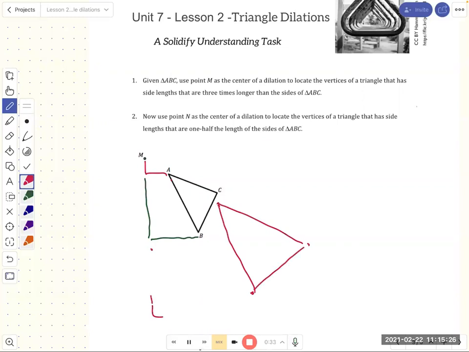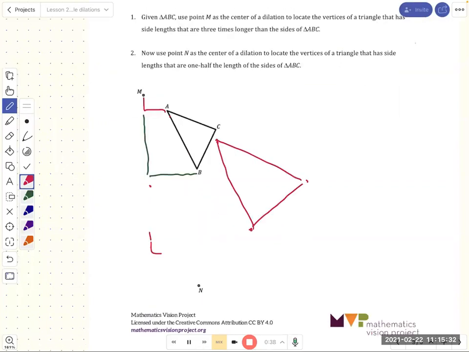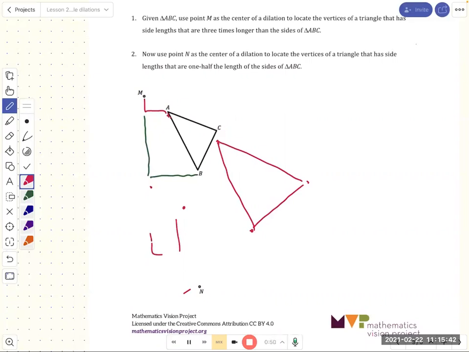Now use N to make it 1/2. So then make N from here. I guess we're going to take half of this. So we say, okay, A, B, so it'll be half of that. I guess if you had a ruler, I could measure them. Too lazy to do that.